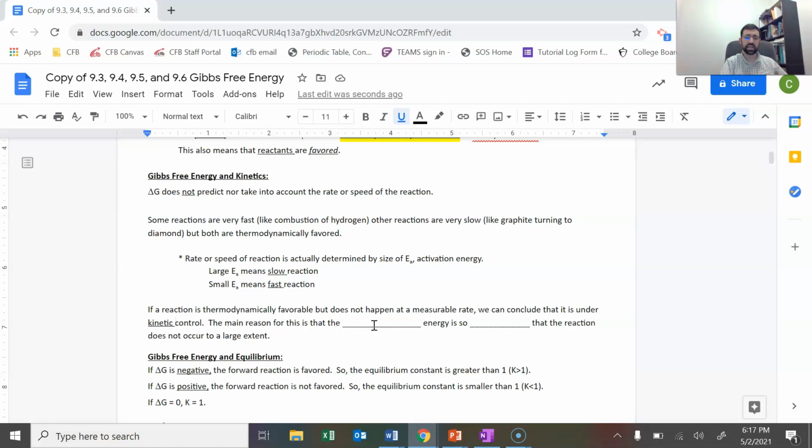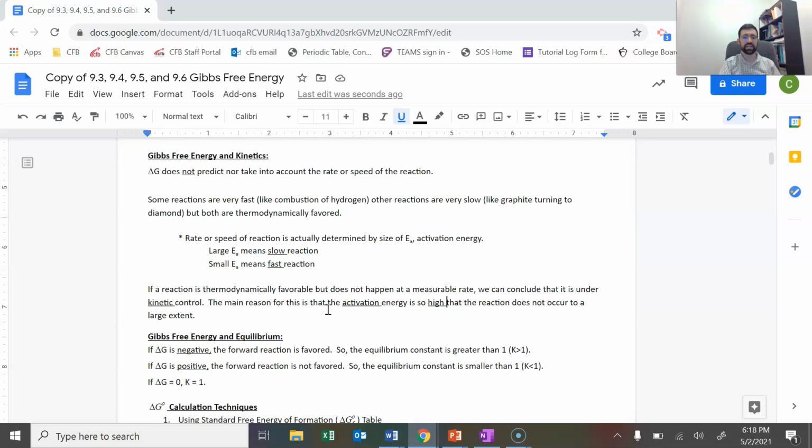The main reason for this is that the activation energy is so high that the reaction does not occur to a large extent. It hardly happens at all because the activation energy is too high for it to really proceed, even though if that activation barrier were granted, it would be a spontaneous process. It just does not happen because the activation energy is too high. So we say it's under kinetic control.